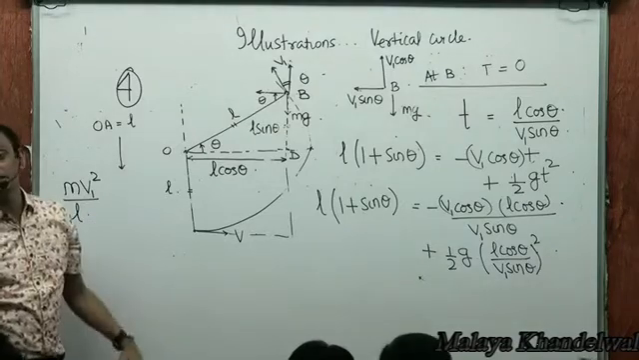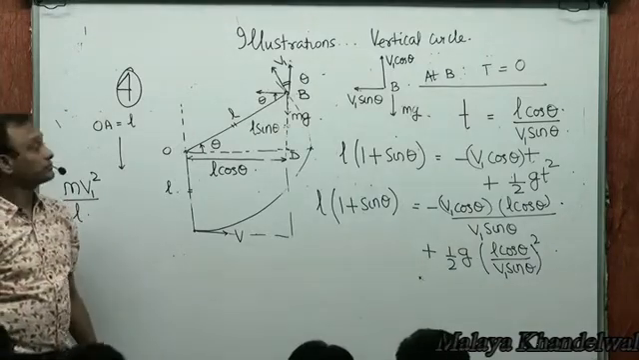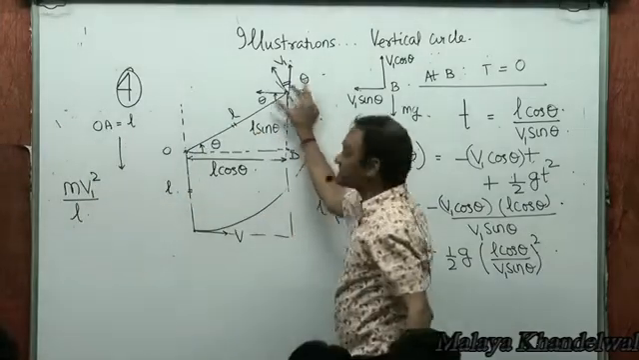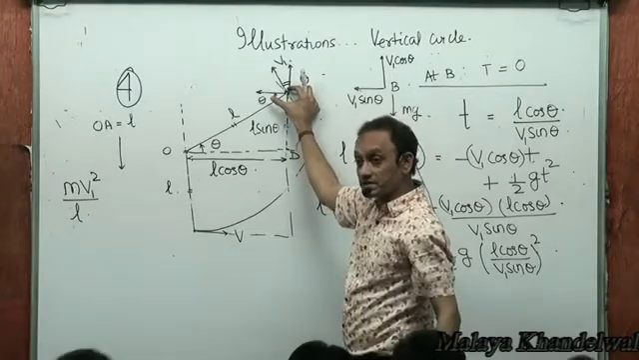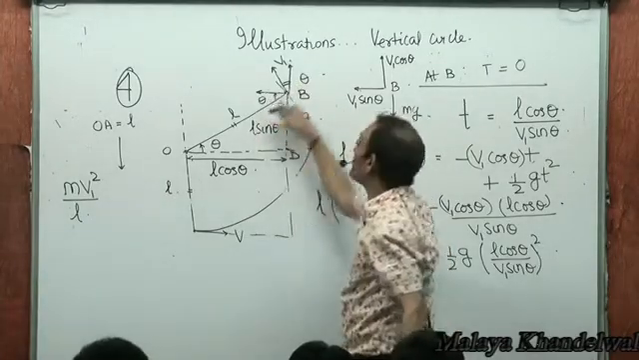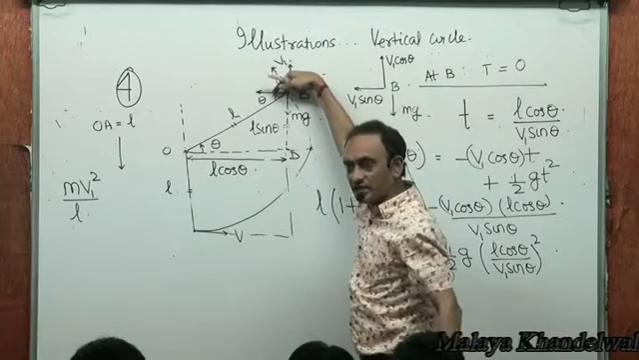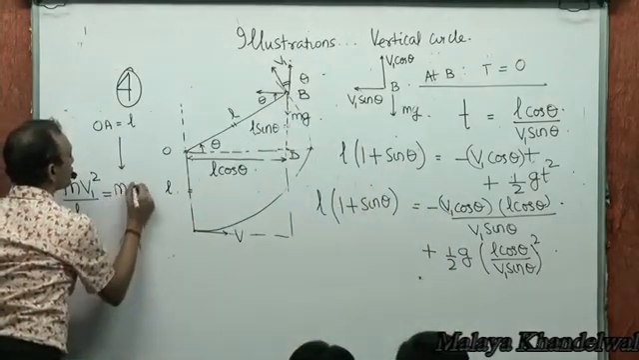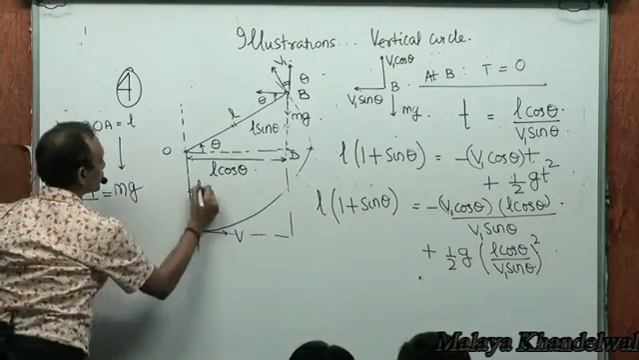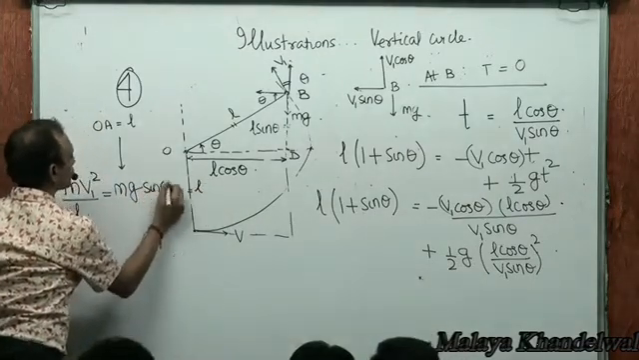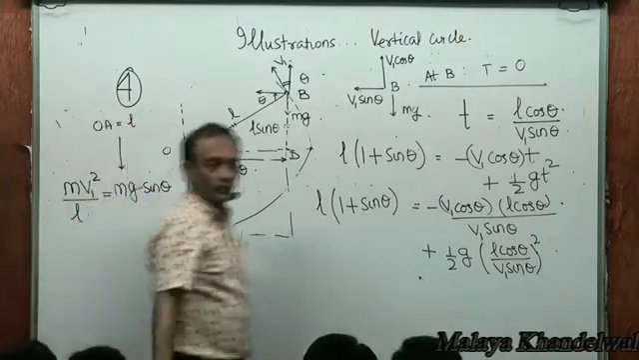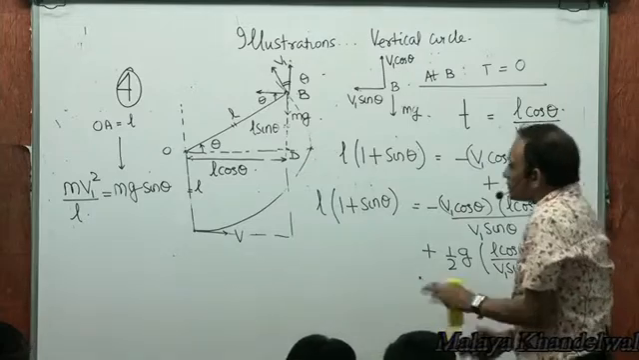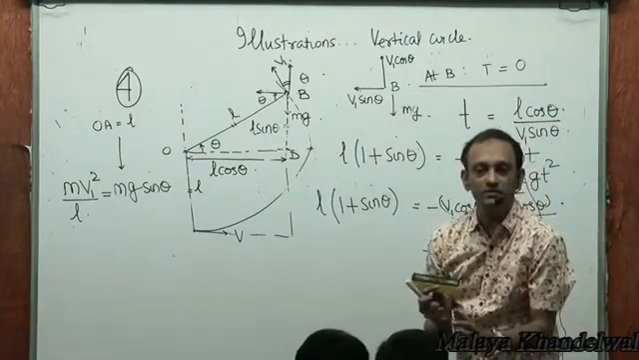And who will provide it the centripetal force at B? mg sine theta, isn't it? Component, because T is 0, otherwise it would have been T plus mg sine theta. So this is mg sine theta. T has become 0. Right? Okay. This is as far as the physics of the problem is concerned.